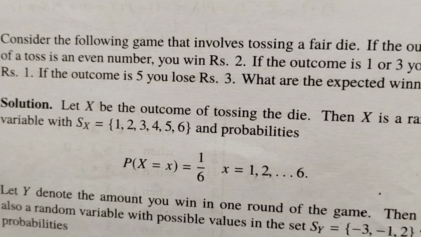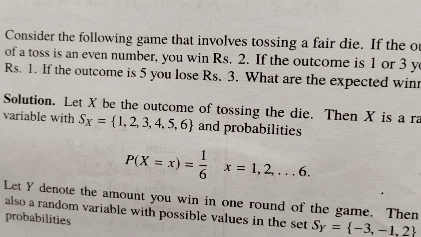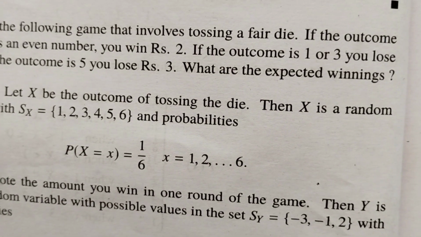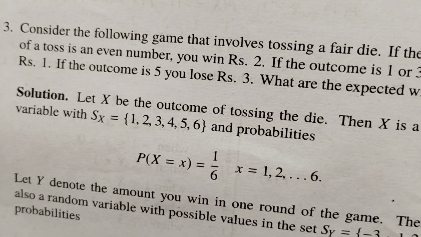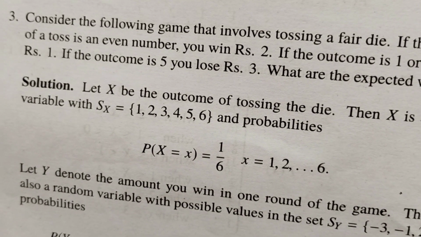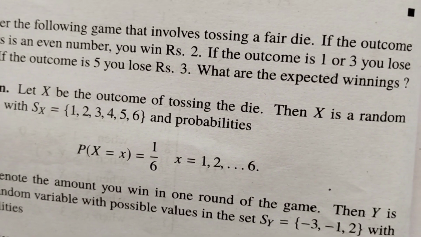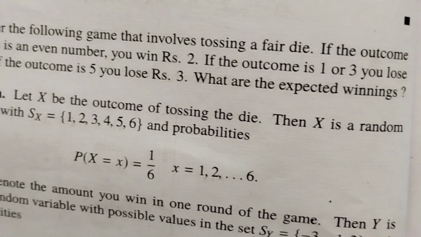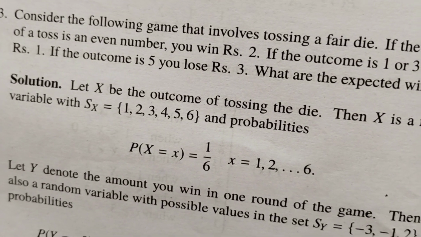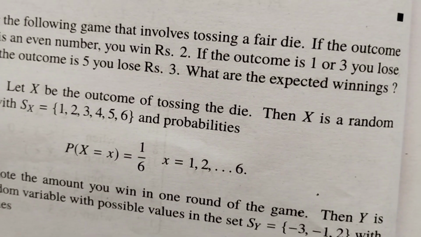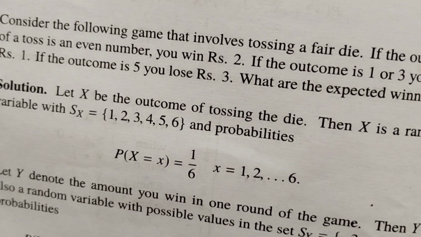Consider the following game that involves tossing a fair die. If the outcome of a toss is an even number, you win rupees 2. If the outcome is 1 or 3, you lose rupees 1. And if the outcome is 5, you lose 3. What are the expected winnings?